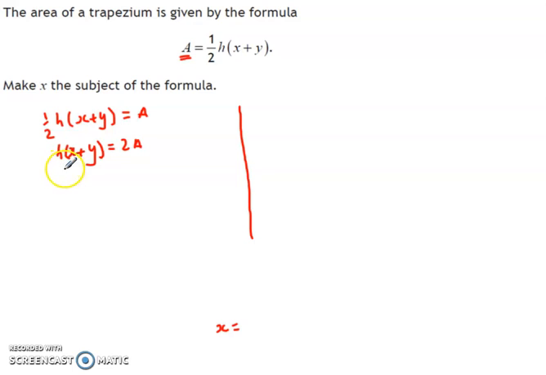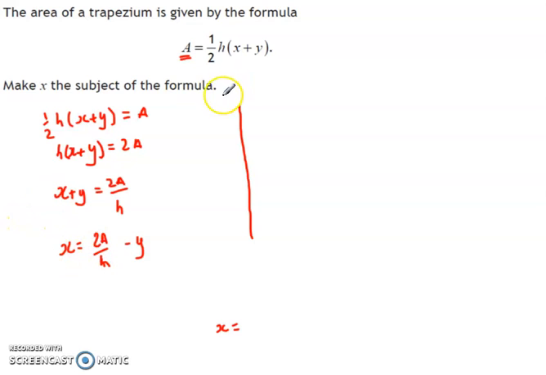Now, at this point, this is where the big change comes. To start with, in this variation, I'm going to get rid of the h and divide both sides by it. So I'm going to do x plus y equals 2a divided by h. Then all I've got to get rid of on this side is the y. It's a plus y here, so when I shift it over, I get x equals 2a divided by h, take away y. So there we go. That's us changed x to the subject of the formula.